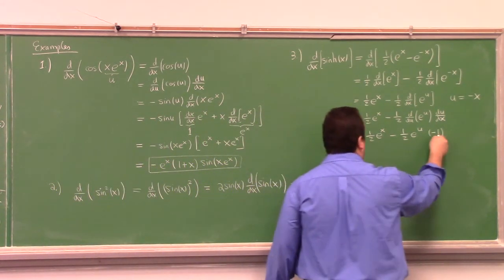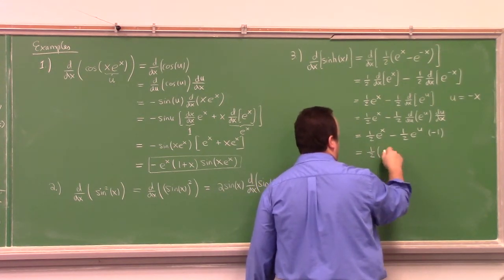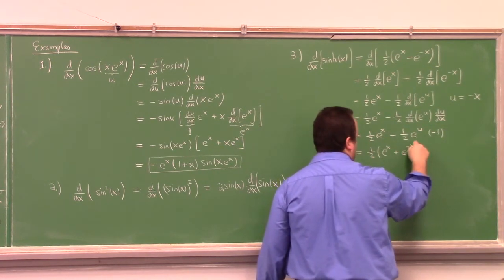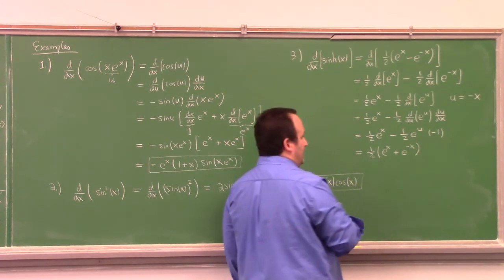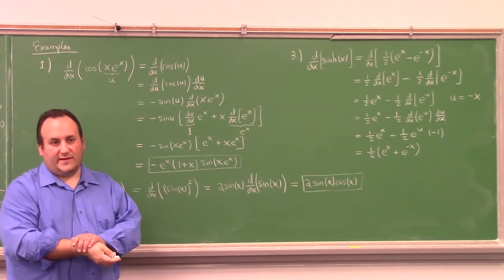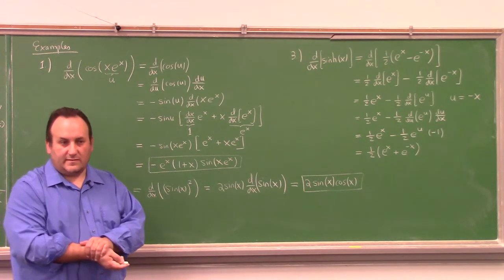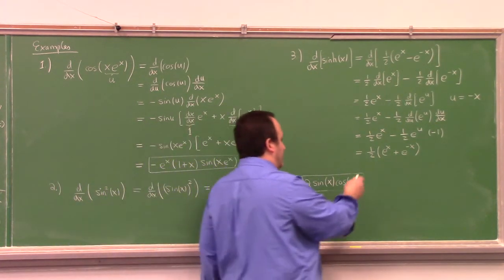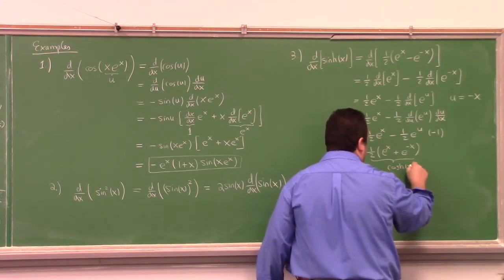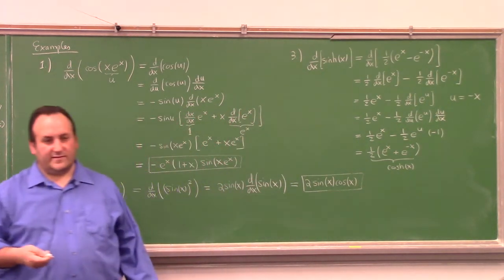Minus minus gives me plus. I'll factor the half out. And we got 1/2 (e to the x plus e to the minus x), undoing the u substitution. And what is that? Well, that is what we call the hyperbolic cosine. This, by definition, is hyperbolic cosine. So there you go. The derivative of hyperbolic sine is hyperbolic cosine.